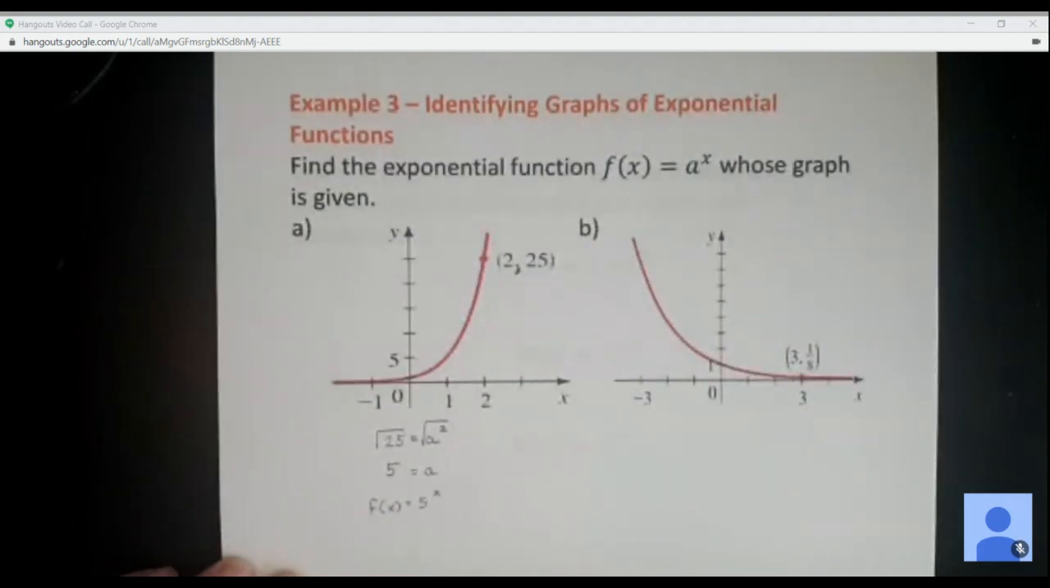Any questions on that one? All right, so how are we going to set up the next one then?